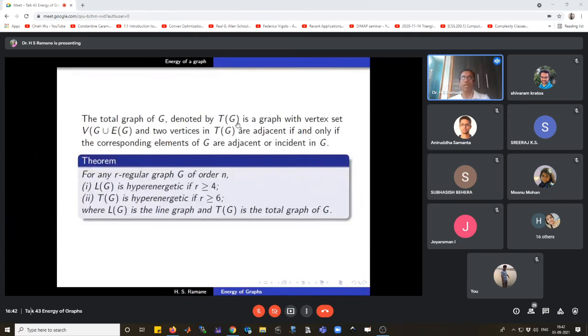Similarly, the total graph, denoted by T of G, is a graph with vertex set V of G union E of G, and two vertices in T of G are adjacent if and only if the corresponding elements, either points or lines, or one a point and one a line, are adjacent or incident in G. So for any r-regular graph of order n, the line graph is hypernergetic for r more than or equal to 4, as well as the total graph if r is more than or equal to 6.